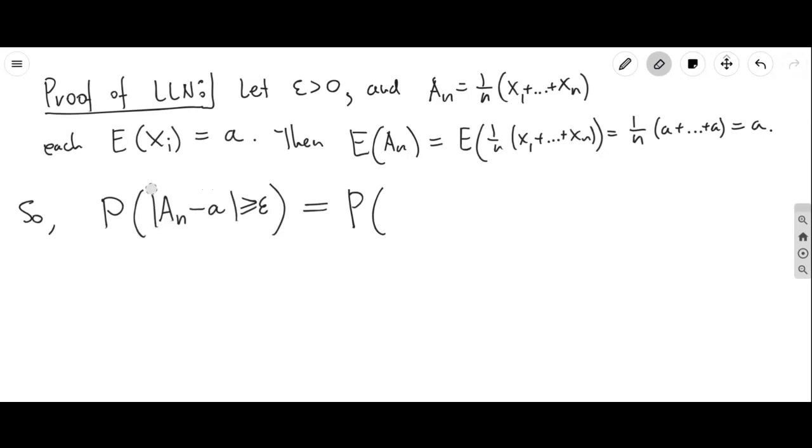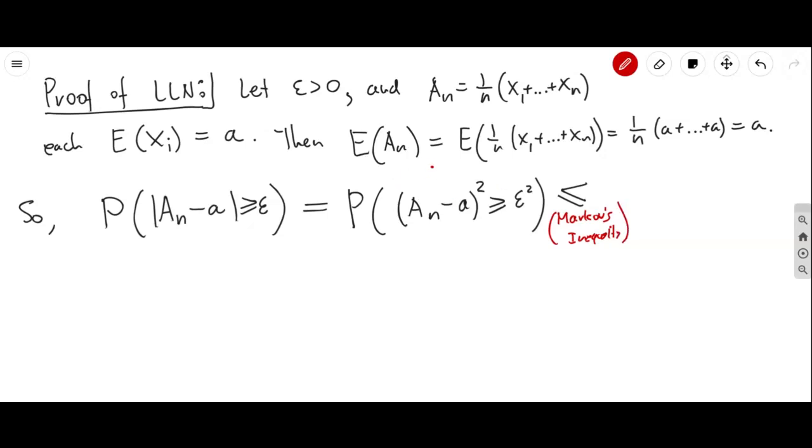The fact that you can square both sides is due to the presence of this absolute value. So you're saying the probability that A_n minus a squared is greater than or equal to epsilon squared, right? If this is true, then that is true. And if that is true, then this is true. So you can just rewrite it like this. And here we're going to use Markov's inequality. So this is then bounded by less than or equal to, and here we're using Markov's inequality, because this is a tail. This is the tail probability.